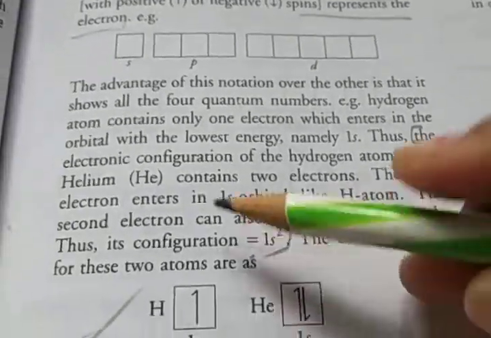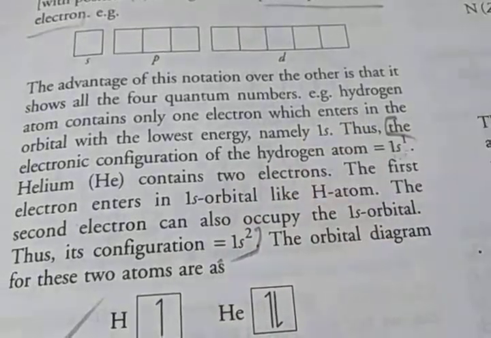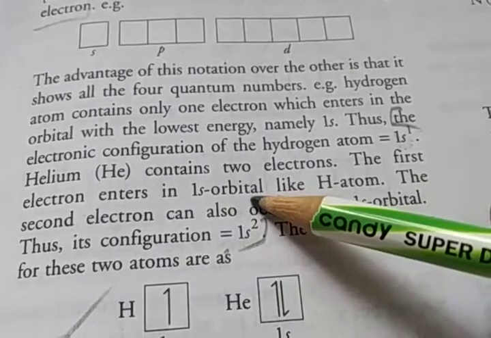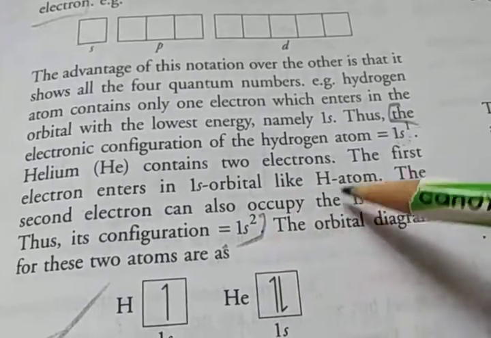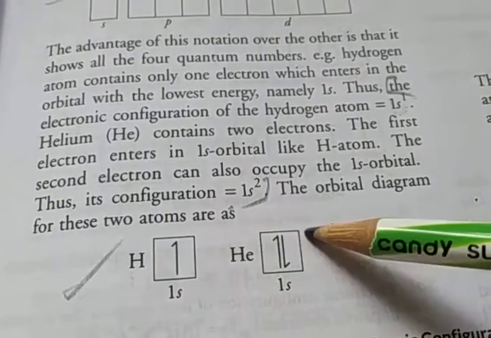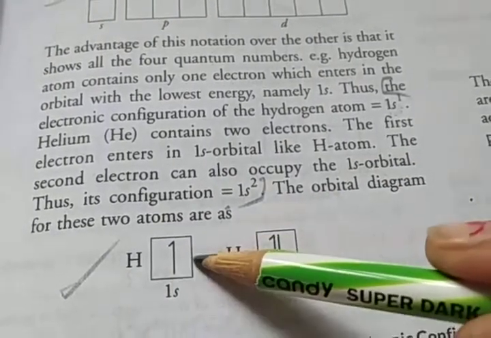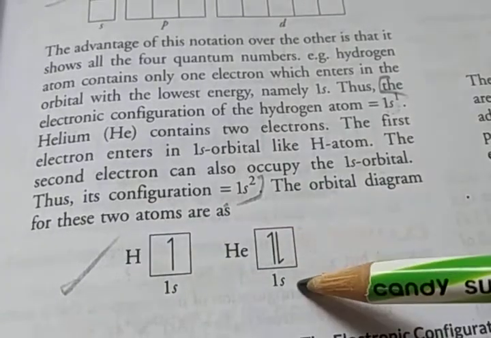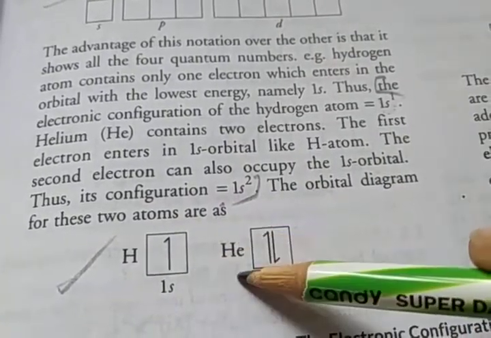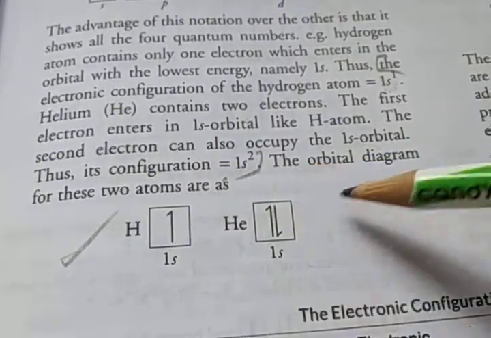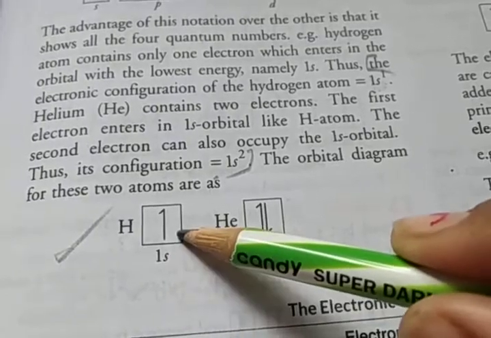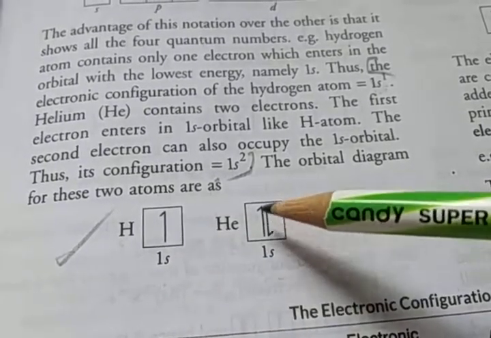Second example, helium. Helium contains 2 electrons. The first electron enters the 1s orbital like the hydrogen atom, and the second electron also occupies the 1s orbital, but its spin changes, because one electron has plus half spin and the second has minus half spin. So its configuration is 1s2. The orbital diagrams for these 2 atoms are 1s for hydrogen and 1s for helium.